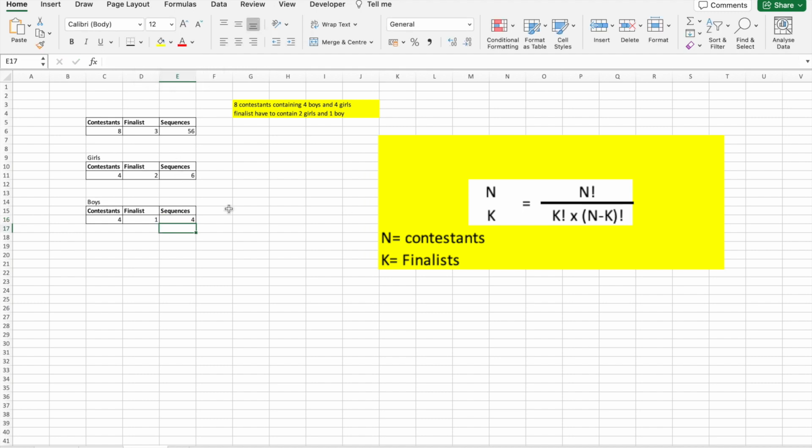In this case, there are 4 different sequences where 1 boy makes it to the final and 6 sequences where 2 girls make it to the final. That means that every one of the 4 sequences of a boy making it to the final completes the sequences of 2 girls making it to the final. That means you can multiply the 4 sequences with the 6 sequences, which gives you a total answer of 24 sequences in which 2 girls and 1 boy make it to the final.